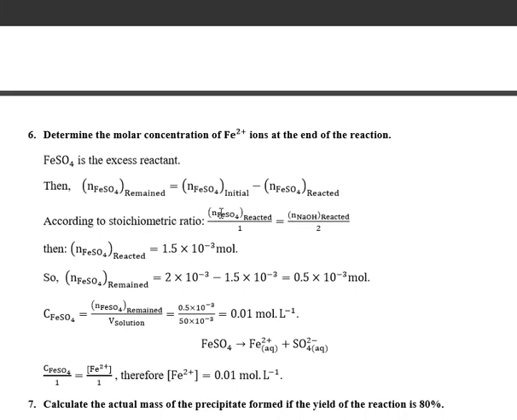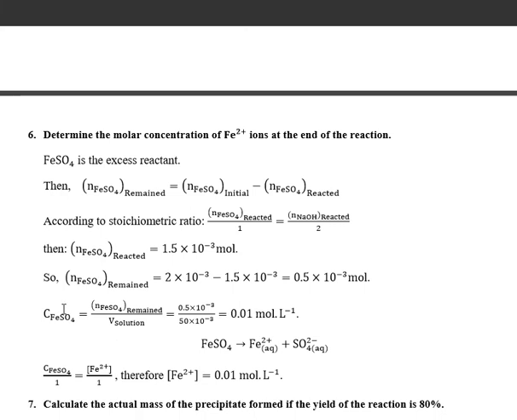So the number of moles of FeSO4 reacted over 1 is equal to the number of moles of NaOH reacted over 2, since the coefficient beside NaOH is 2. So the final number of moles of FeSO4 reacted is equal to 1.5 times 10 power minus 3 mole. So finally, to deduce the number of moles of FeSO4 remained, you have to subtract the initial number of moles minus the reacted number of moles. So you will get 0.5 times 10 power minus 3 moles of FeSO4.